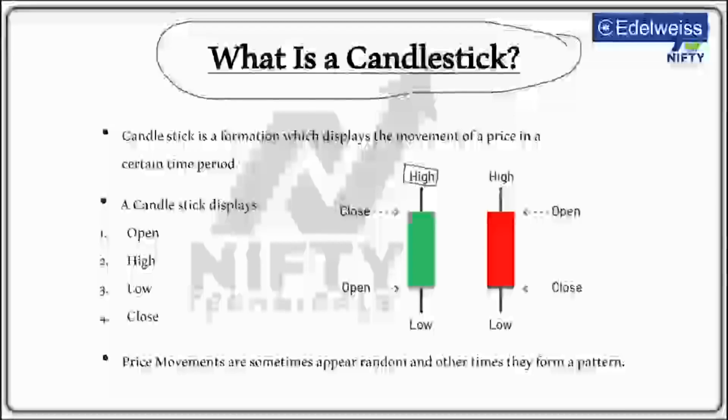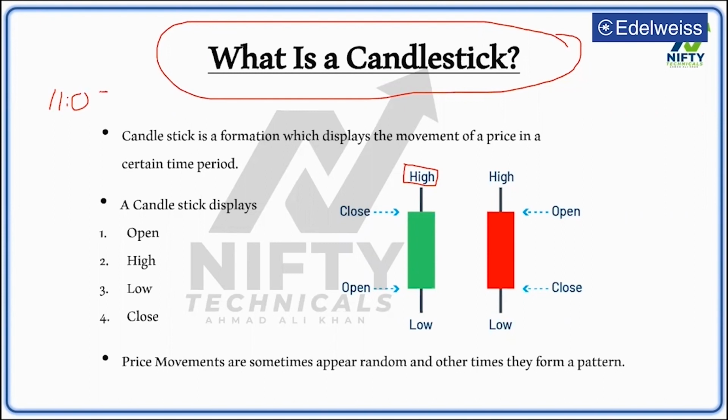For example, I'm talking about a 5 minutes candlestick. It's 11:05. What will happen? At 11:05, when a new candle forms, it will note down four things. The first thing is the open price. The second thing is the low price, the low of that particular 5 minutes. Then the highest point of that 5 minutes.